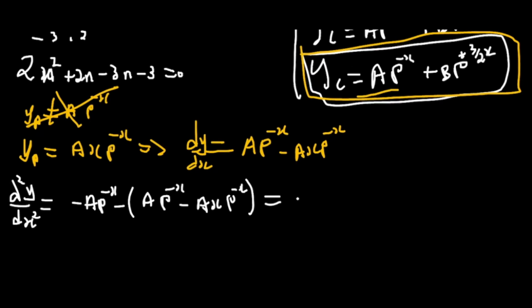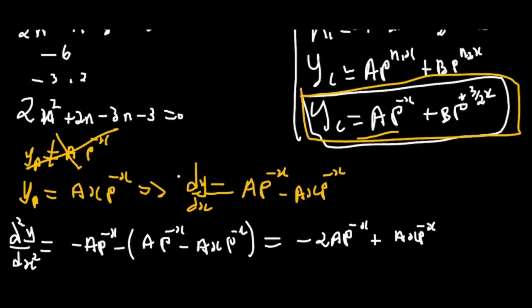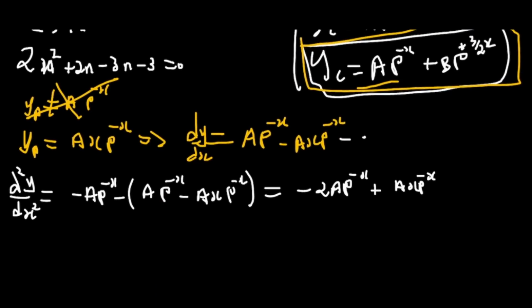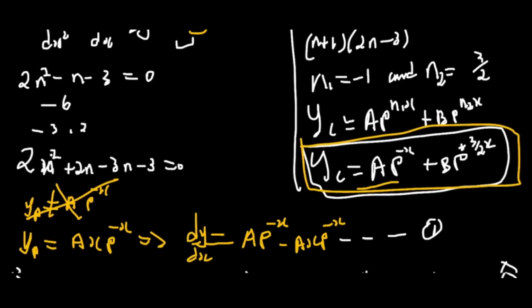So looking at this, we're going to have negative 2a e to the minus x plus ax e to the minus x. So we're going to combine all of this in our equation star. If we call our first derivative equation 1 and our second derivative equation 2, then equation 1 and equation 2 in equation star will simply give us 2 dy/dx.